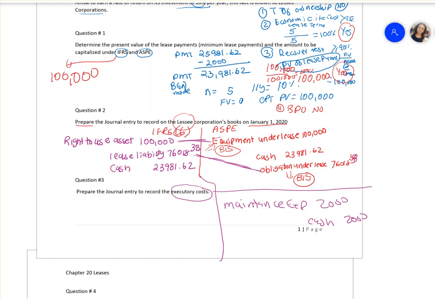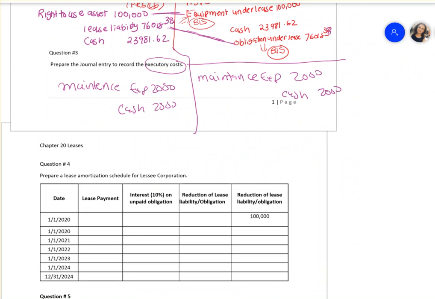And IFRS will do the same entry. It does not matter, it's an expense entry, just to maintain the vehicle or the equipment. We need a maintenance cost. So the maintenance expense will be 2,000 and cash will be 2,000. This is how you record an executory cost that is built within a lease.